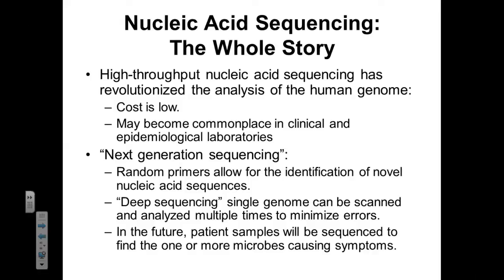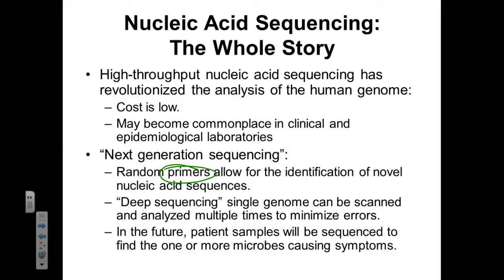This next generation of sequencing is going to focus on random primers being linked throughout the entire genome, which will give us novel nucleic acid sequences, or identification of our novel nucleic acid sequences. Recall, a primer is a small segment of DNA or RNA, a small segment of nucleic acids that's used to initiate the synthesis of a new nucleic acid.